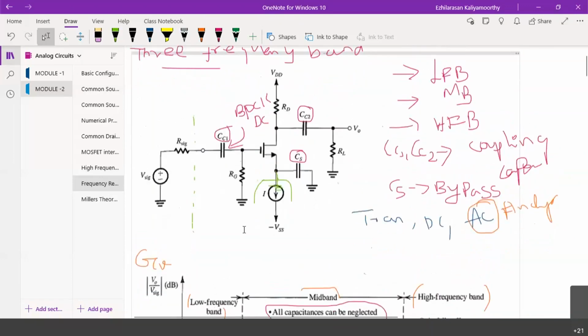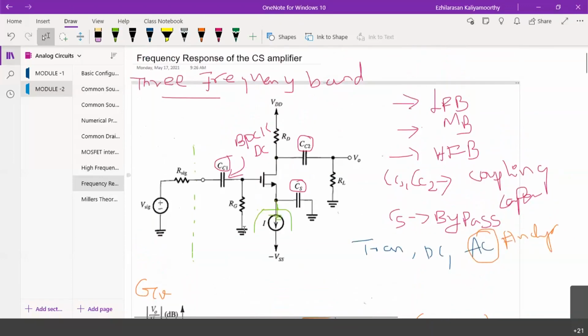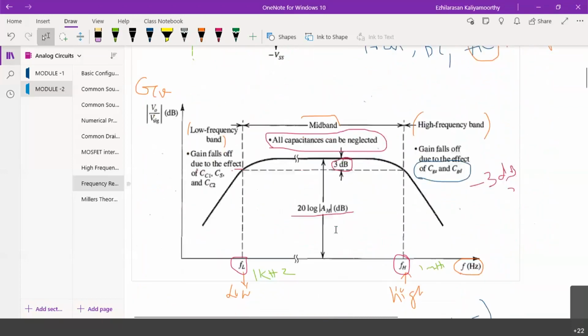So if you want to perform the frequency analysis, you have to perform AC analysis. Now here, this is the diagram for the AC analysis, that is the frequency response of the common source amplifier. You can see the x-axis is the frequency in hertz and the y-axis is the overall gain in dB. As we said, there are three bands: low frequency, mid band and high frequency.